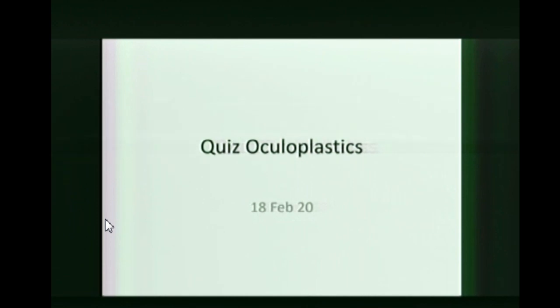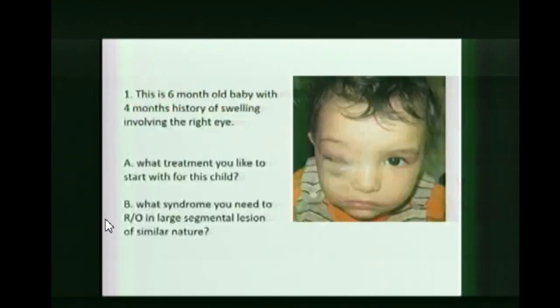Can we dim the lights, please? It will be simple questions with an easy quiz, inshallah. So this is the first patient. This is a 6-month-old baby with 4 months history of swelling involving the right eye. What treatment would you like to start with for this patient? And what syndrome do you need to rule out in a large segmental lesion of similar nature?